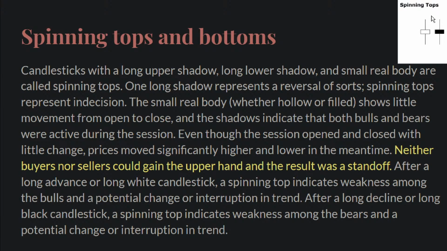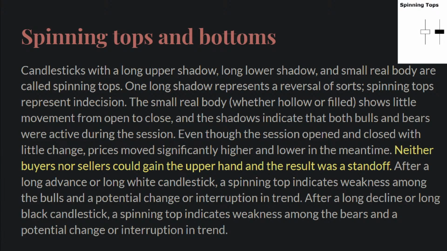So, yeah. One long shadow represents a reversal of sorts. Spinning tops represent indecision. The small real body, whether hollow or filled, or whether green or red, shows little movement from open to close, and the shadows indicate both bulls and bears were active during the session. Even though the session opened and closed with little change, price moved significantly higher and lower in the meantime. Neither buyers nor sellers could gain the upper hand, and as a result, it was a standoff just like a doji.